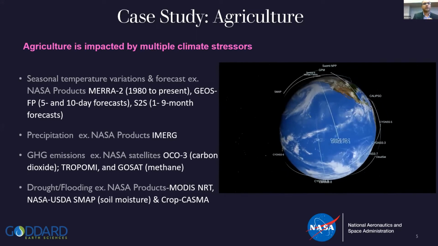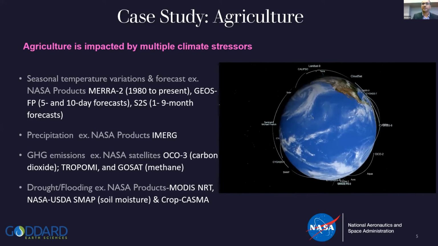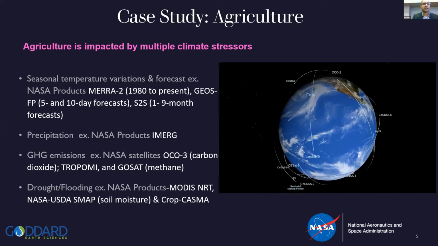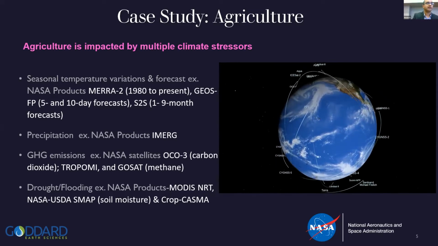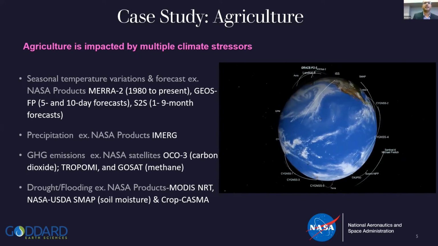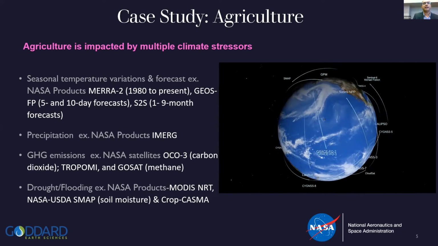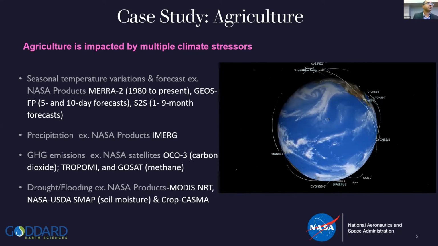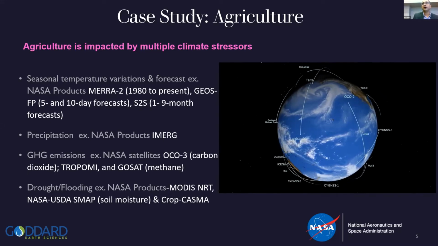Okay, so that's why this is one of the key things that I personally am interested in working on. And the data sets that NASA produces are listed up here. Seasonal temperature variations and forecasts, key ones: MERRA-2 from 1980 to present, GEOS-S2S 10-day forecasts, and S2S 1 to 9-month forecast. Now, temperature is a big thing. We've seen a steady rise in temperature.